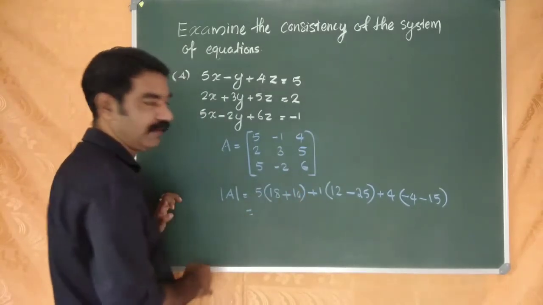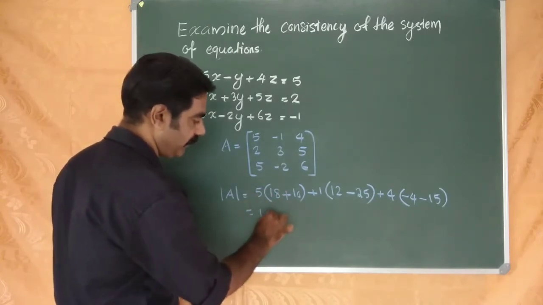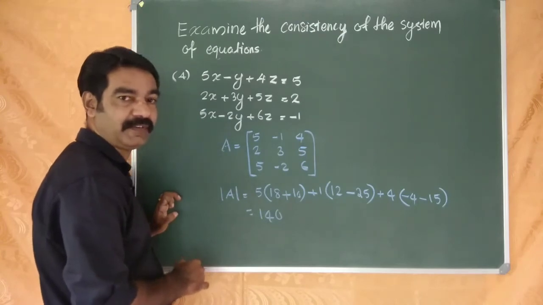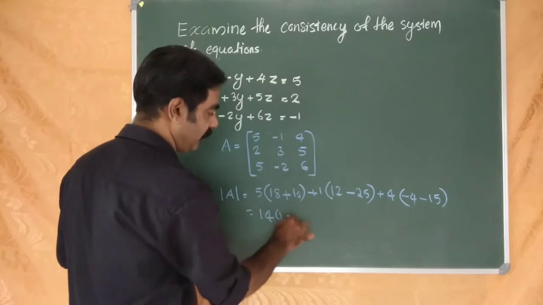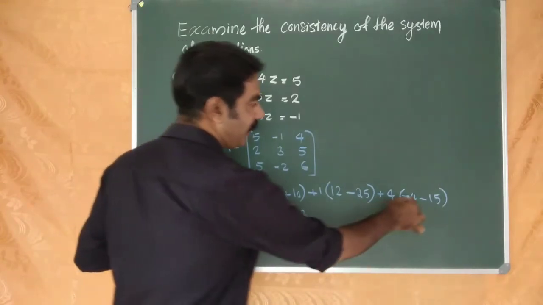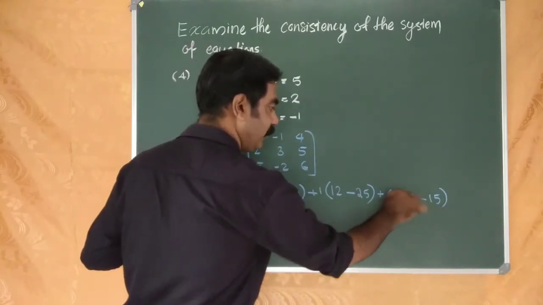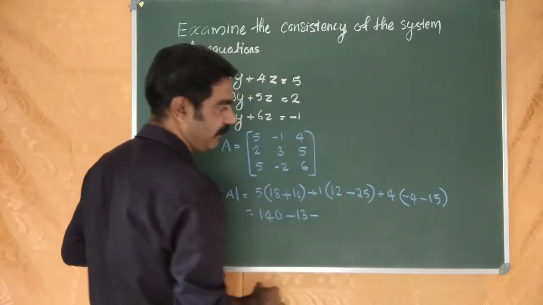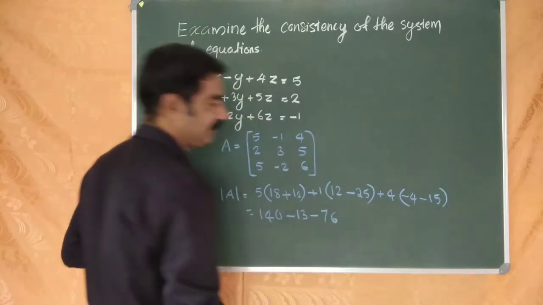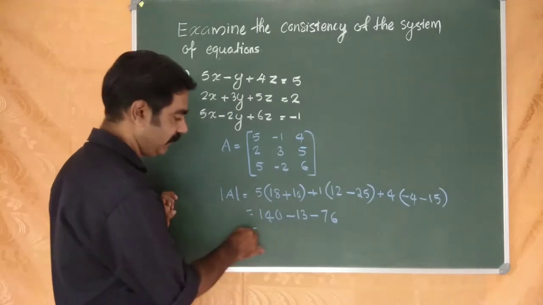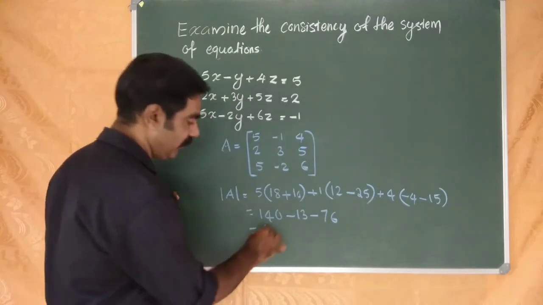So that's equal to 18 plus 10, which is 28. 28 into 5 is 140. Then 12 minus 25 is minus 13, into 1 is minus 13. Then minus 4 and minus 15 become minus 19. Minus 19 into 4 is minus 76. That's equal to 140 minus 13 minus 76, which equals 51.